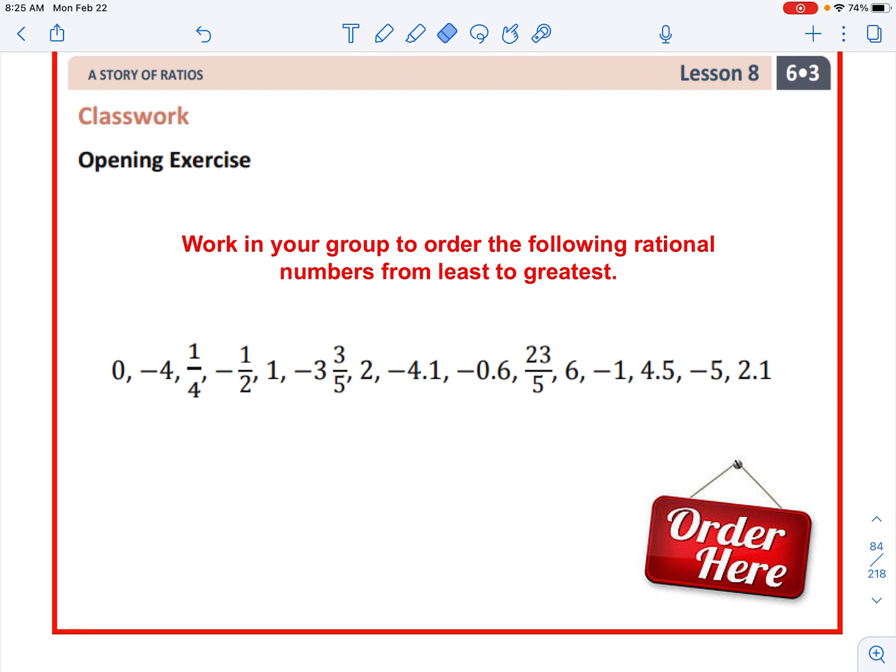I want you to take some time, pause the video, and try to order these numbers in order from least to greatest. Okay, so you're going to pause your video, order these in order from least to greatest, and you will be done. Okay, so you should have paused the video and ordered these from least to greatest.